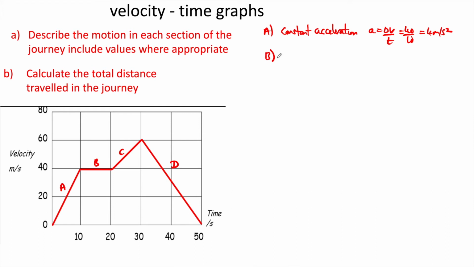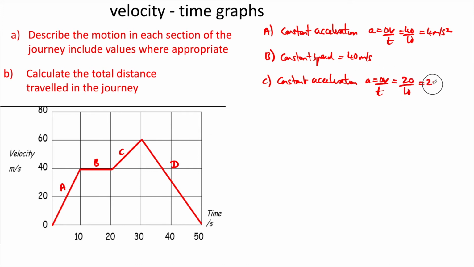On part B, you're travelling at a constant speed. Give a value, it's 40 meters per second. C, again, you're travelling with a constant acceleration. Again, acceleration is change in velocity over time, and the change in velocity is 20, and the time taken is 10. So that's going to give you 2 meters per second squared.